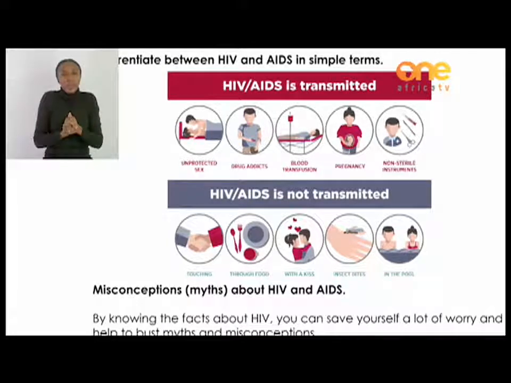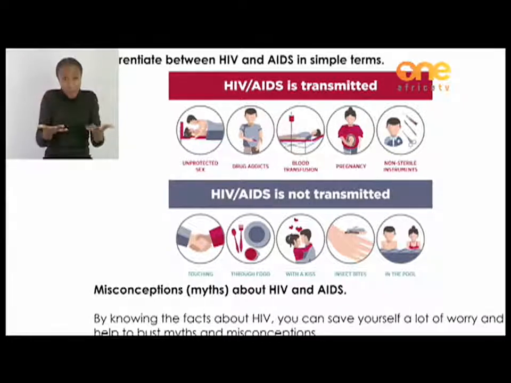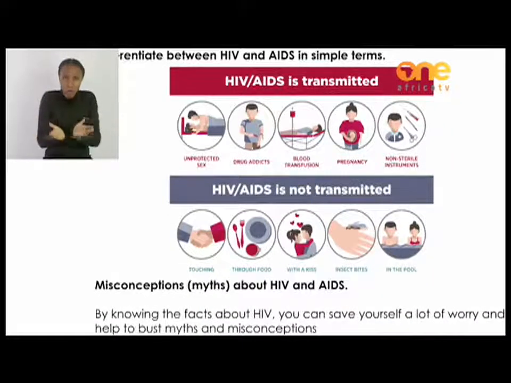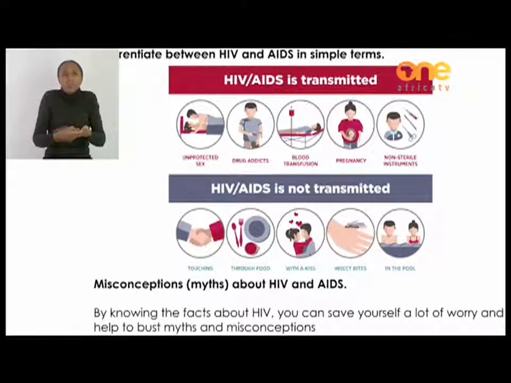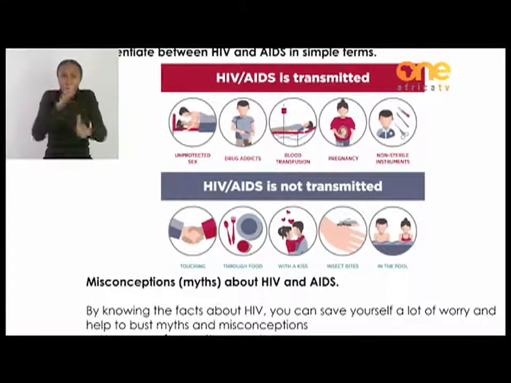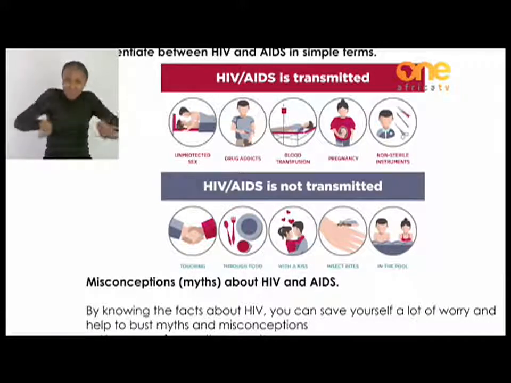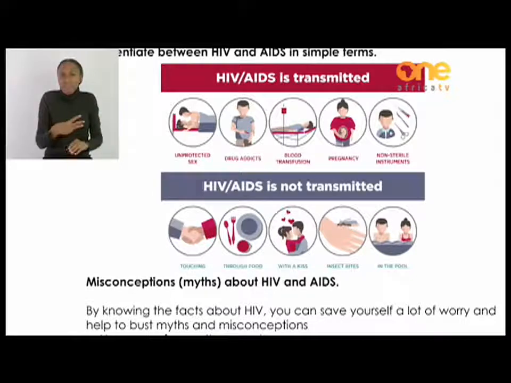Different ways how HIV cannot be transmitted. You cannot get HIV by touching or shaking hands. You cannot get HIV by sharing utensils or sharing food. You cannot get HIV through kissing. You cannot get HIV through insect bites, for example, mosquitoes or any other animal bite. And you can also not get HIV from sharing a swimming pool or a public toilet.